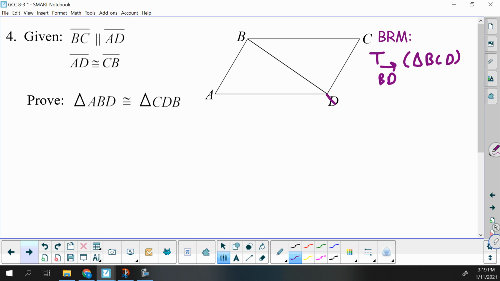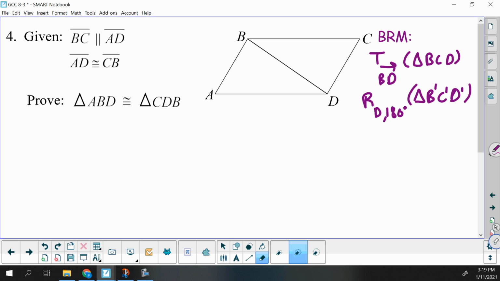Because then that would essentially give us a triangle kind of like that, and it would turn it into our bow tie picture so we could do a rotation of 180. So after that, we could rotate around point D 180 degrees, triangle B prime, C prime, D prime. Again, you could also just write that out in sentences, and that would be perfectly fine as well.